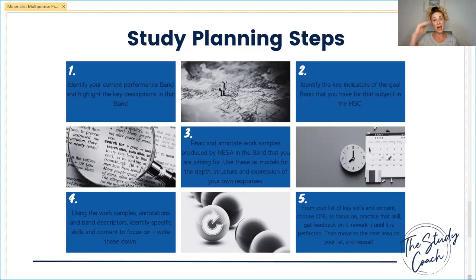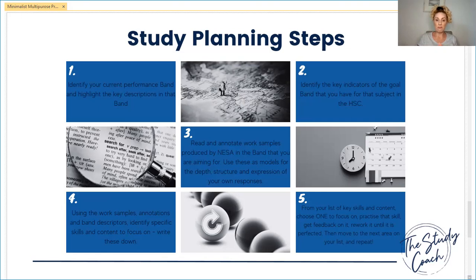And I need to know my gap. Where's my gap? Because if I'm at Band 4 and I want to get to Band 6, I need to fill in Band 5 first, and then I need to track into Band 6 and get there, take those steps. The next thing that we do is we read and annotate those work samples by NESA in the band that you are aiming for.